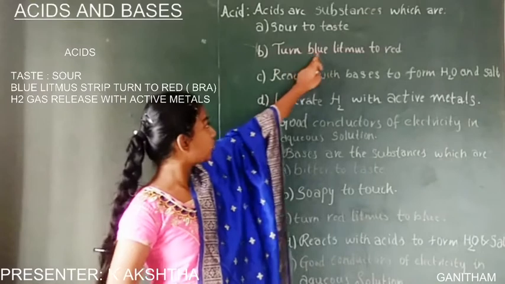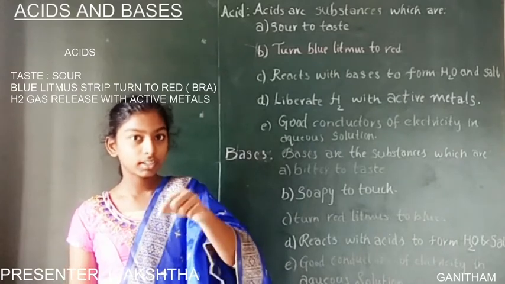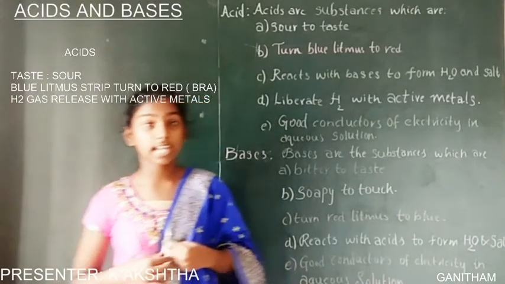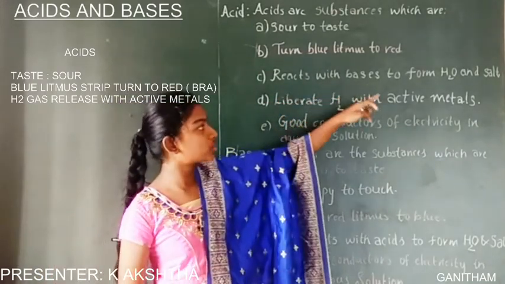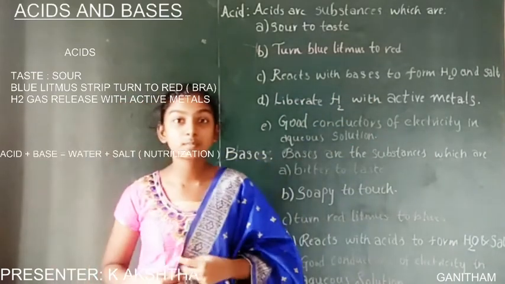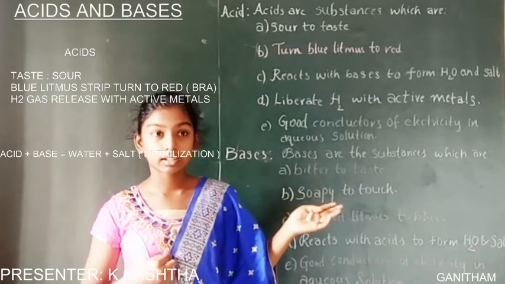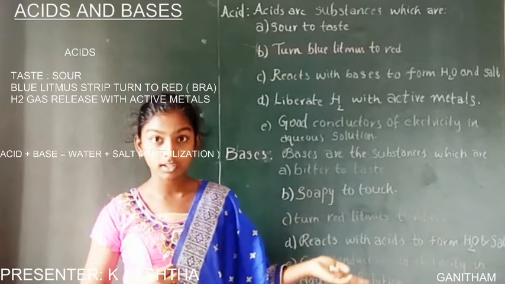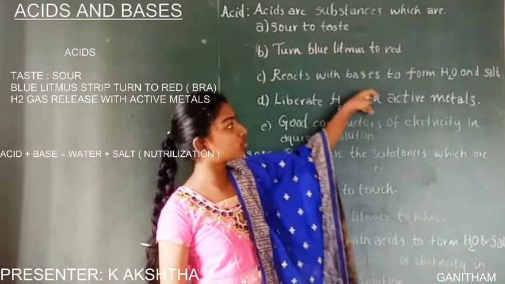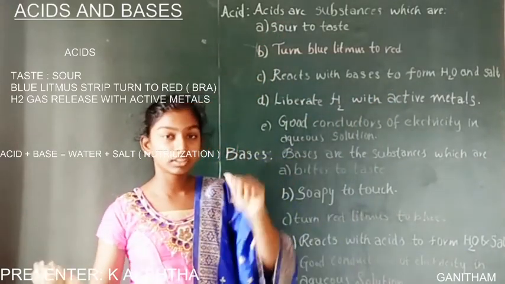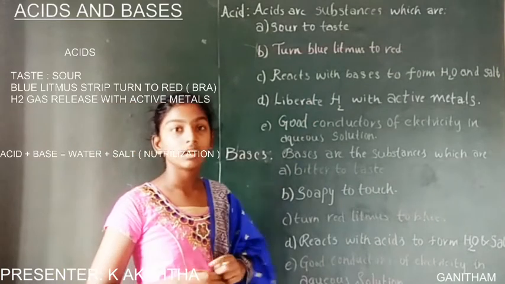And then, they turn blue litmus to red. If we keep a blue litmus in the acid, it turns red. That was the change scientists secondly observed in an acid. And then it reacts with bases to form H2O and salt. We all know bases like potassium hydroxide, sodium hydroxide, zinc hydroxide, right? So these acids react with bases to form water and salt.